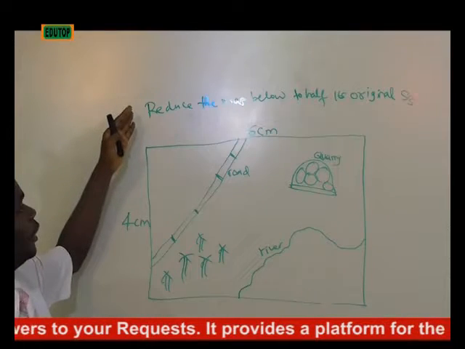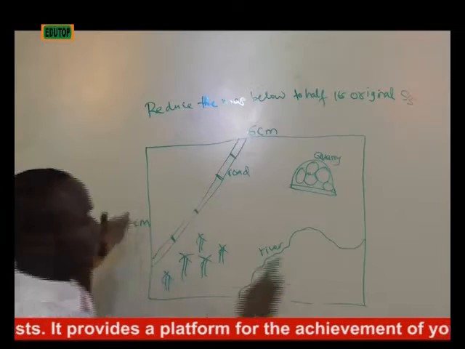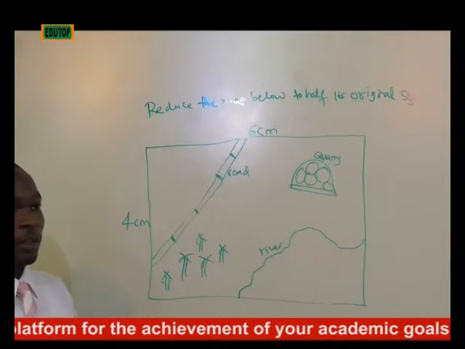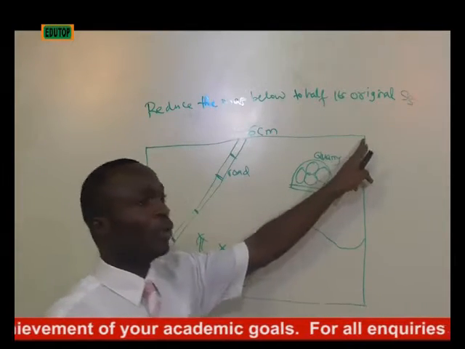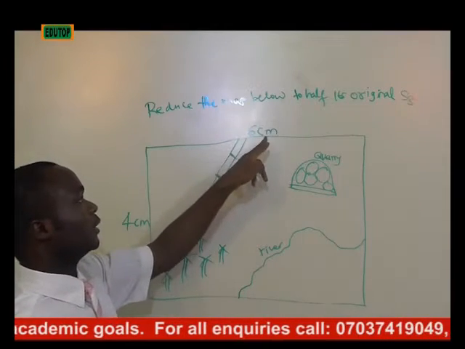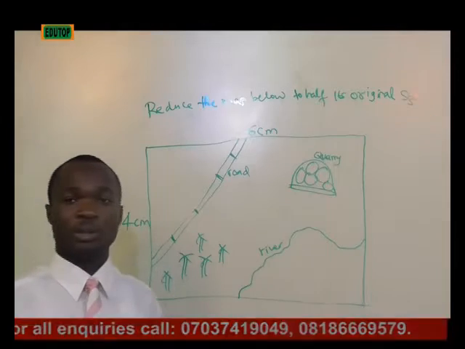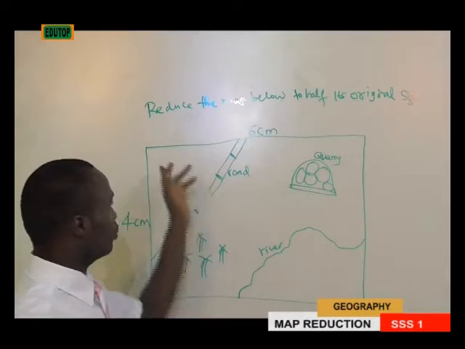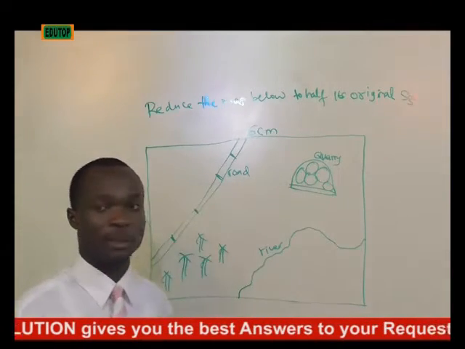If you have a question like this and you're given the map below, the first thing you do is measure from here to here to know the distance. But in this case, you have already been given that it is 6 here. But in an exam condition, you will not be given. So you are the one to measure it yourself to know what the distance is.